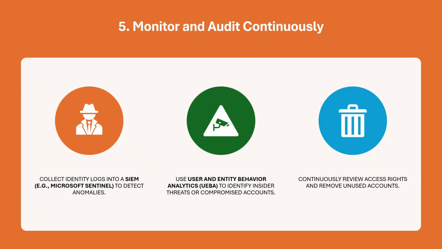Continuous monitoring and auditing are essential to maintaining zero trust by ensuring that security decisions remain valid over time. Organizations should begin by collecting identity logs into a SIEM, such as Microsoft Sentinel, to detect anomalies and correlate events across the environment. Next, they can leverage user entity behavior analytics or UEBA to identify unusual activity, insider threats, or signs of compromised accounts through advanced behavioral analysis.